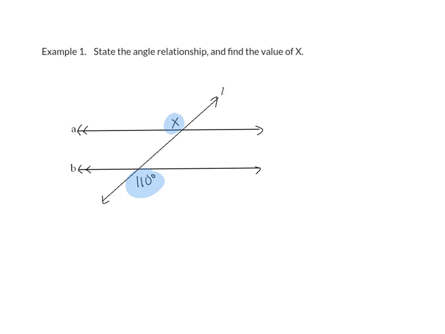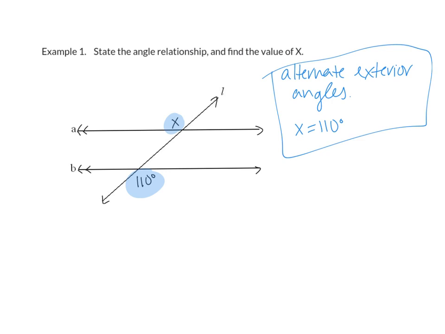So first of all, we need to identify what kind of relationship these angles have with each other. I noticed that they are both outside the parallel lines, and one is on the bottom of the transversal and one is on the top. So I know that they are alternate exterior angles. And if you look up at your definitions up top, you should see that alternate exterior angles are always congruent, which means they're equal. So if the angle at the bottom is 110 and they are equal, that means x also has to be 110 degrees. Okay, so that would be the full answer: alternate exterior angles and 110 degrees.